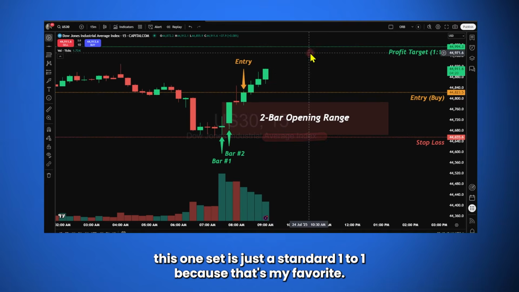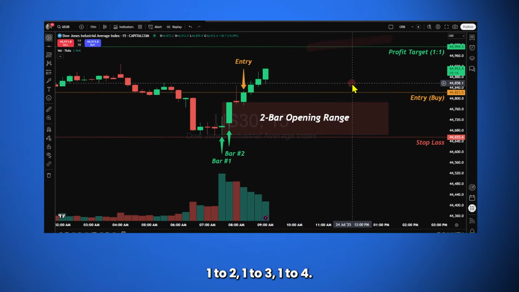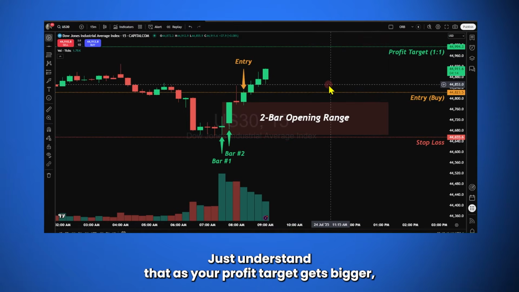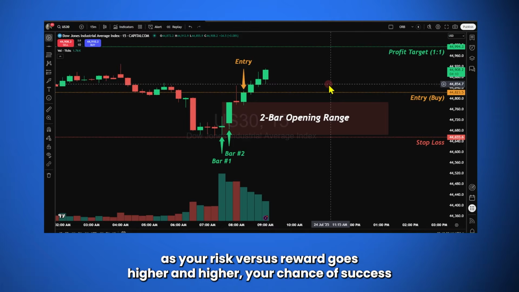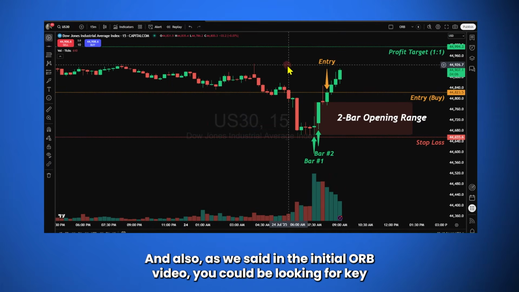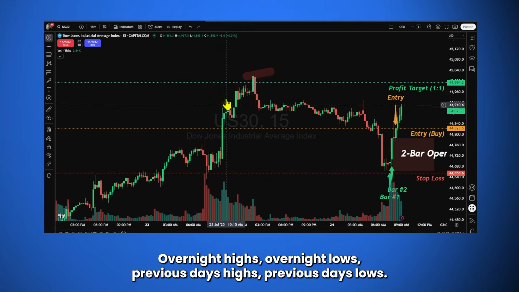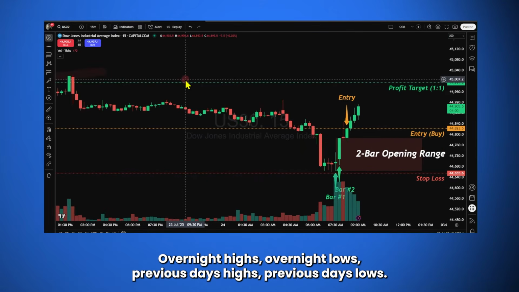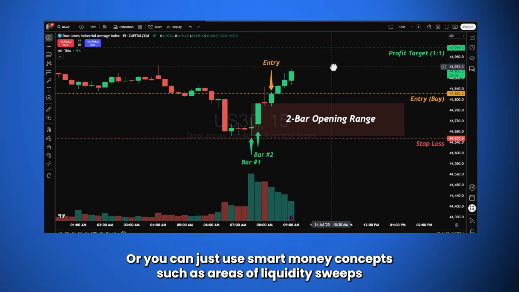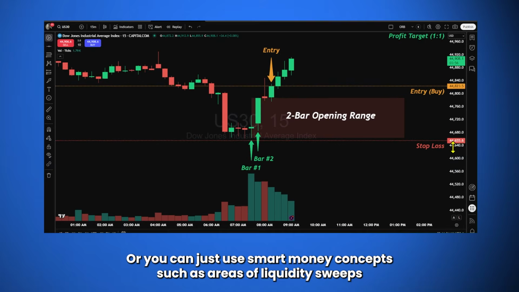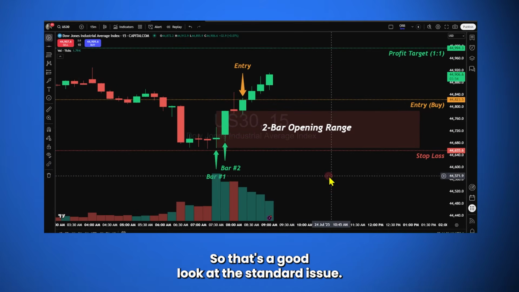Profit target, this one's set as just a standard 1-to-1 because that's my favorite, but figure out whatever you'd like to do, 1-to-2s, 1-to-3s, 1-to-4s. Just understand that as your profit target gets bigger, as your risk versus reward goes higher and higher, your chance of success is going to decrease. And also, as we said in the initial ORB video, you can be looking for key levels, overnight highs, overnight lows, previous day's highs, previous day's lows, or you can use smart money concepts such as areas of liquidity sweeps or order blocks. So that's a good look at the standard issue.